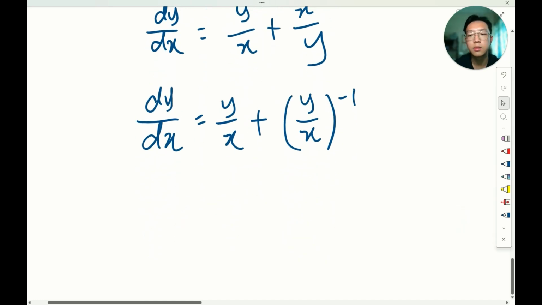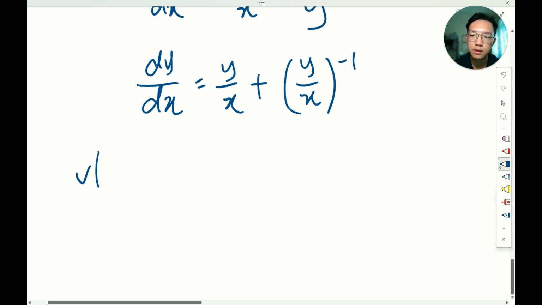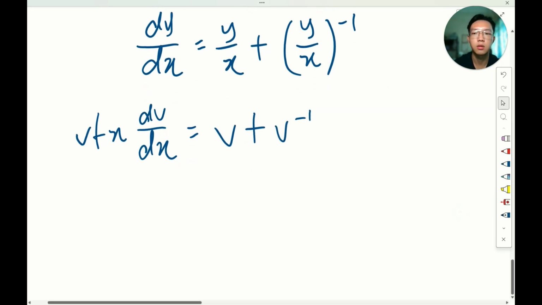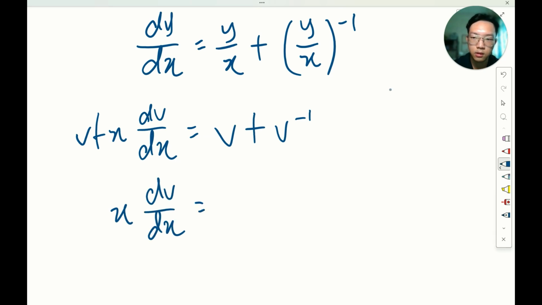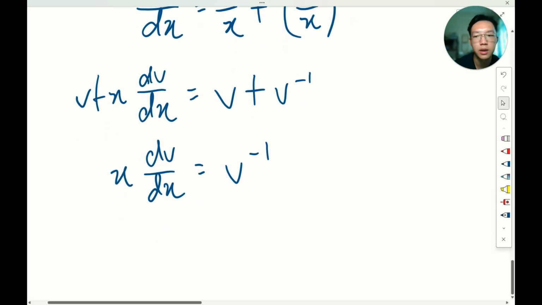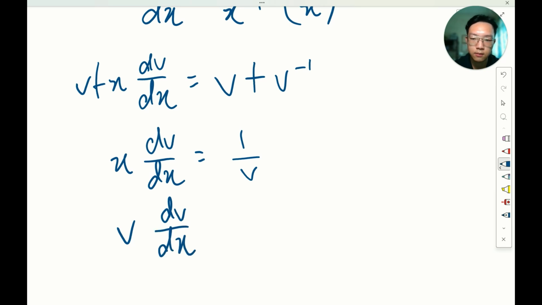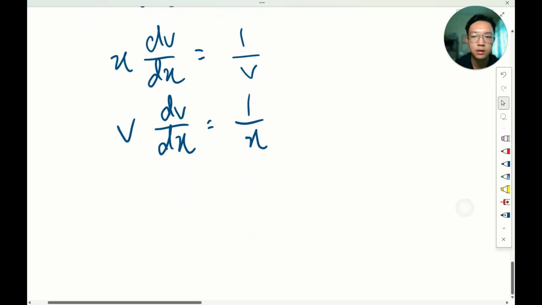And let's once again substitute the v. So we have v plus x dv/dx equals v plus v to the power of -1. From here we can cancel off the v's on both sides again because both have a plus v, which leaves us with v to the power of -1. Or for clarity's sake we can put it as 1 over v. Now we can separate our variables, which leaves us with v dv/dx equals 1 over x.